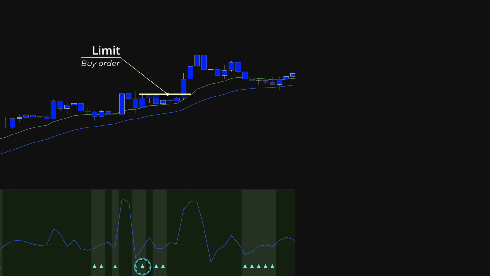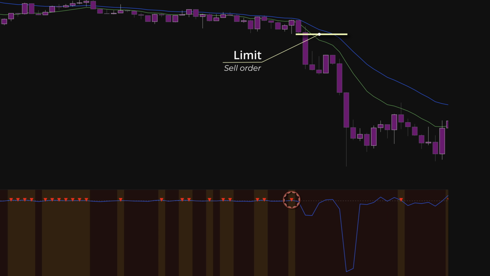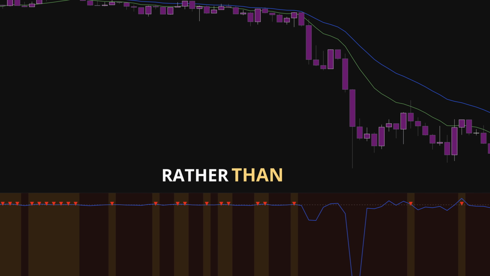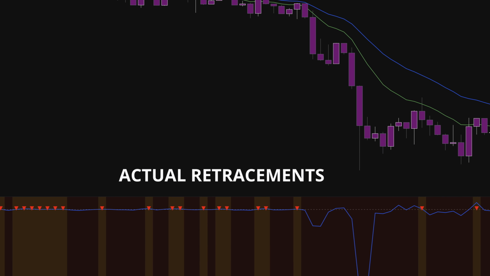The methodology suggests placing buy orders above highs of aqua triangle bars and sell orders below lows of red triangle bars, using pullback extremes as breakout confirmation rather than entering during actual retracements.